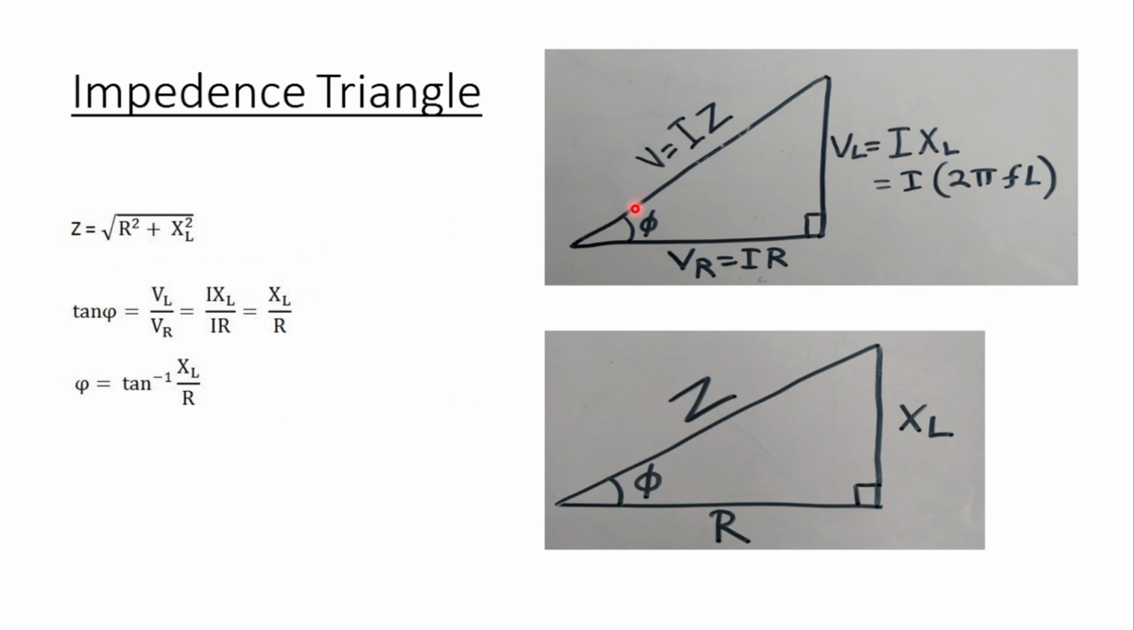XL is inductive reactance and it is equal to 2 pi FL. F is the supply frequency in Hertz and L is inductance in Henry. This angle is called the phase angle, denoted by phi. By this triangle we can write the equation as tan phi is equal to VL by VR, and that is equal to IXL by IR, which is equal to XL by R. Phase angle phi is equal to tan inverse of XL by R.